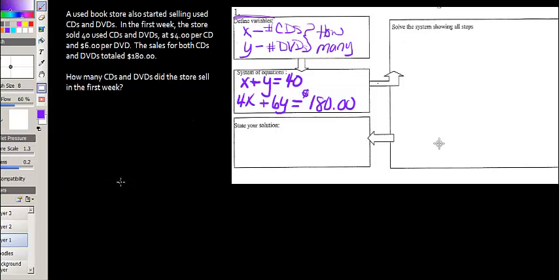Make sure you have all this done in your notes because you're going to need it later too. Are you ready to look at another one? Alright, we're going to look at a second example.